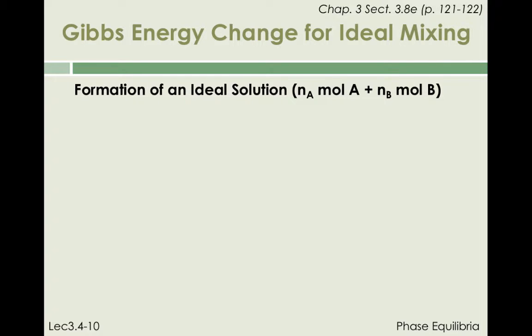Equipped with the expression of the chemical potentials for solvent A and solute B in solution, and as pure liquids, we can now calculate delta mixing G, the change in the Gibbs energy upon mixing Na moles of A and Nb moles of B. This calculation will allow us to evaluate whether the formation of an ideal solution is spontaneous or not. We define delta mixing G as the Gibbs energy for the final mixture or solution state minus the Gibbs energy for the initial or pure component state.